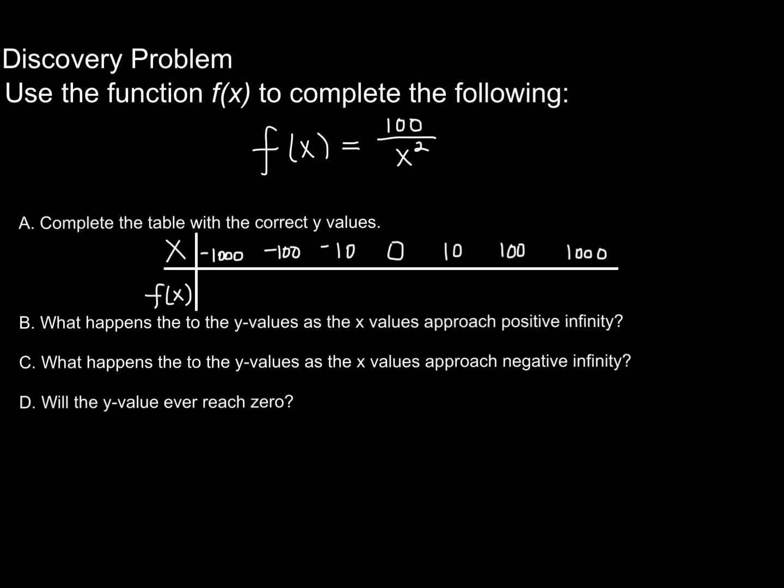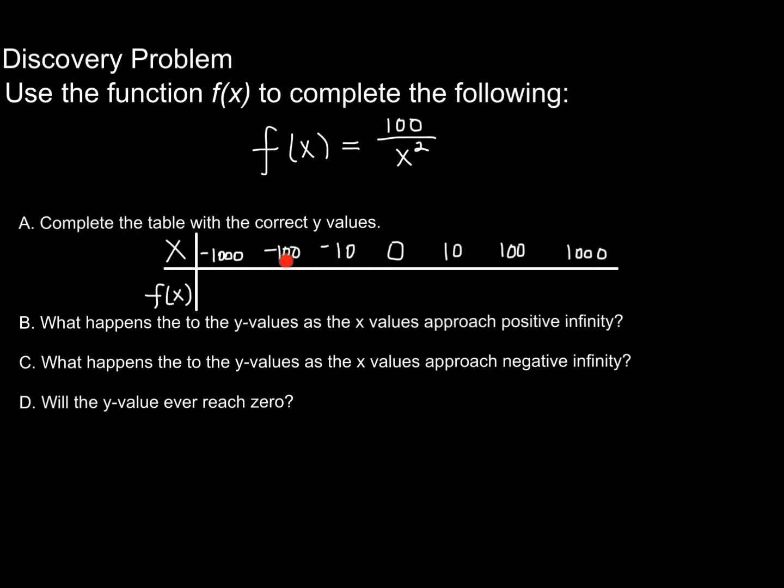Alright, so to start off with, go ahead and write this down and complete the discovery problem here. Use the function f of x to complete the following, and the function is 100 divided by x squared. And so what you want to do is complete the table with the correct y values. I've already put in the x values that you want to input. You can use a calculator or Wolfram Alpha to do this.